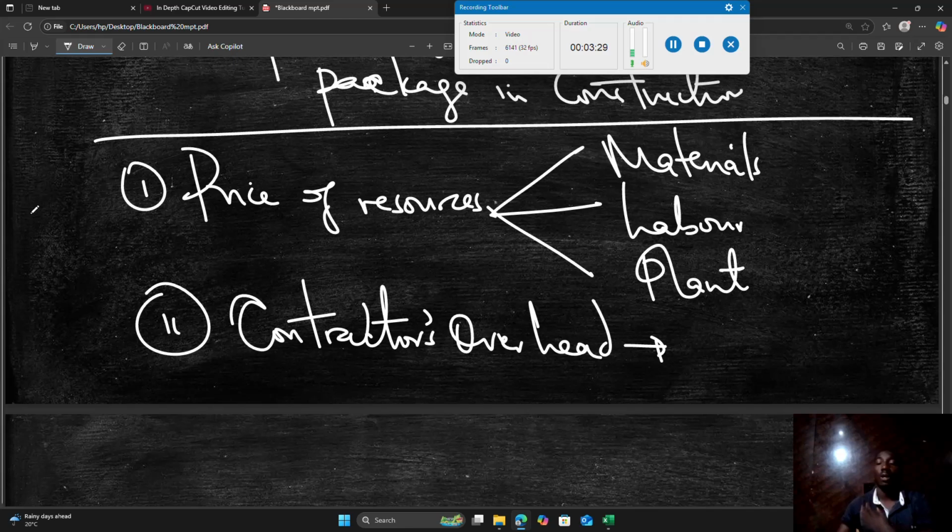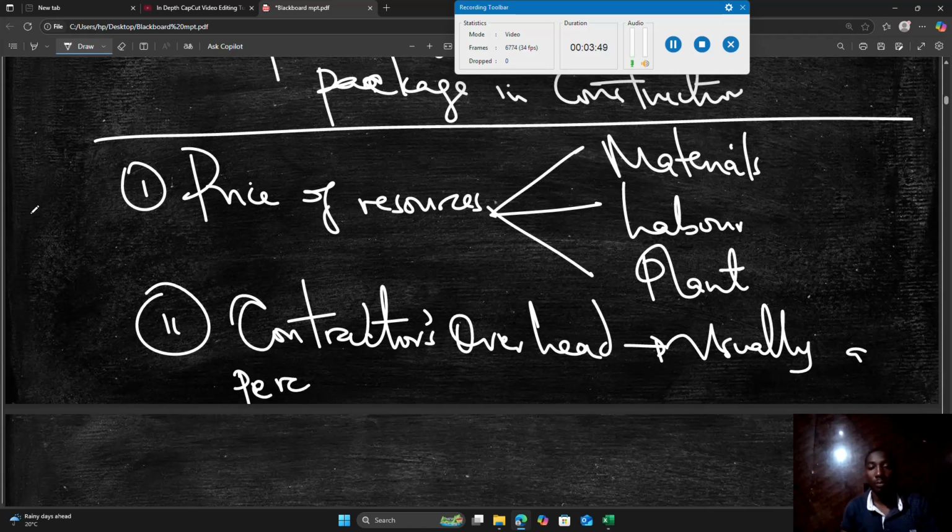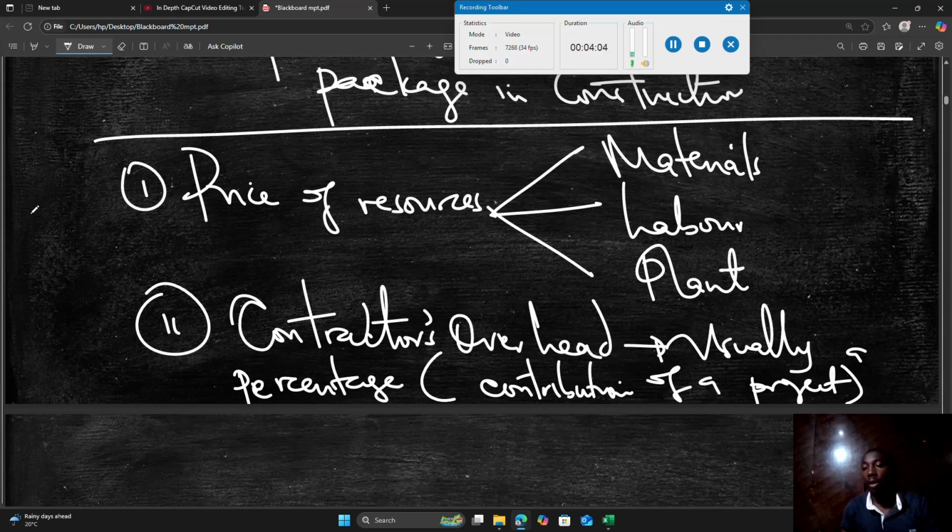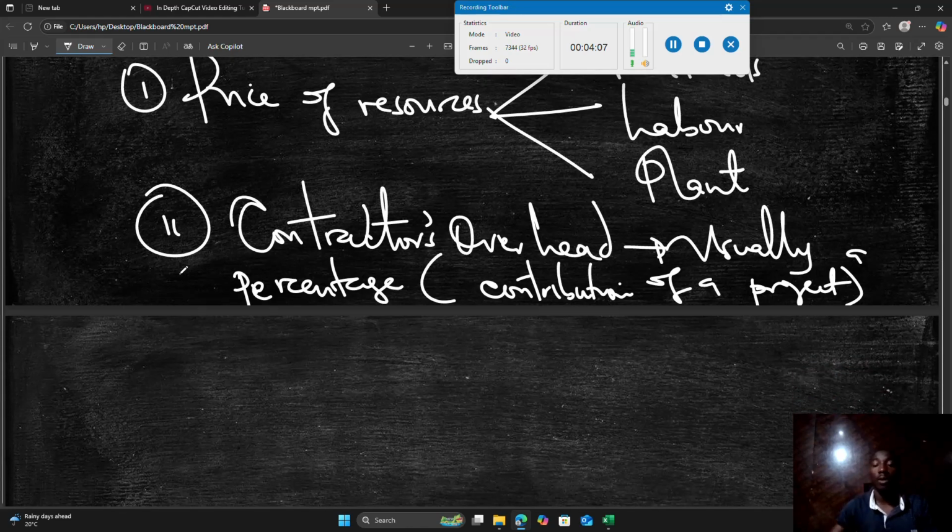This is usually arrived at by looking at the costs of running the project at the headquarters and towards the site operation. So this is usually a percentage, which we may look at as a contribution of a project, if a contractor is running several other projects.